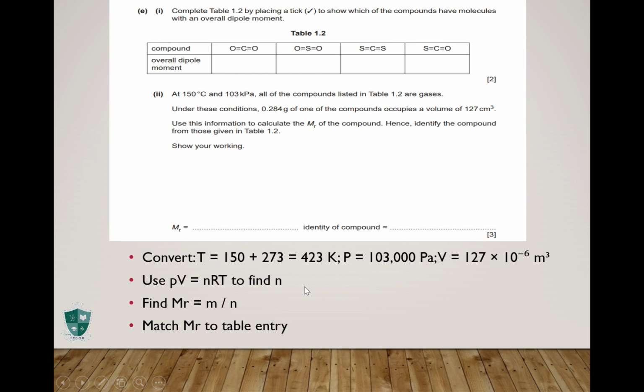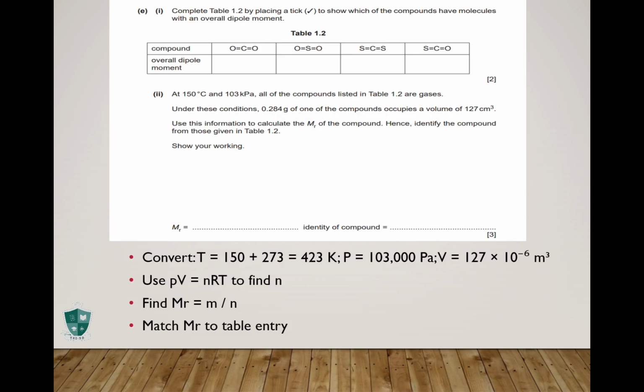So let's look at this sample question for the ideal gas equation. Here they're asking us to calculate the molecular mass of the compound based on the conditions and the values that they've given above, and then identify the compound from those given in table 1.2. So you see, this question is related to the question above it, so you need to pay attention to the things mentioned in the previous question as well.